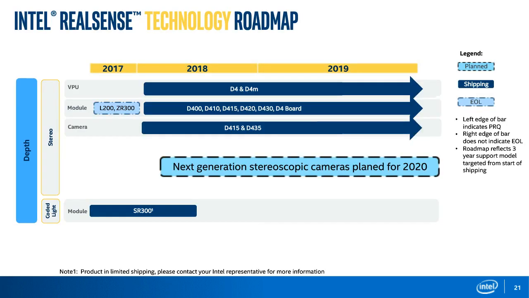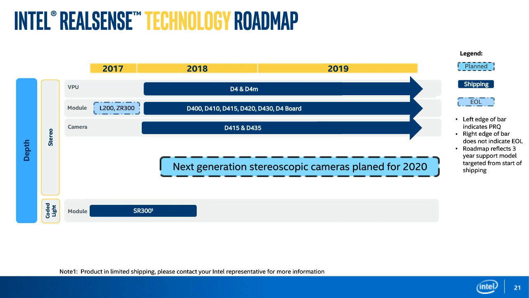No presentation would be complete without a technology roadmap. So I've talked about the hardware itself, and now I've talked about the software, and now I want to talk to you about our roadmap. If you look at our previous generations, this is our sixth camera, our second generation of stereoscopic camera. We have the L200 and the ZR300 that we have just stopped doing, and we're now into the D400 series.